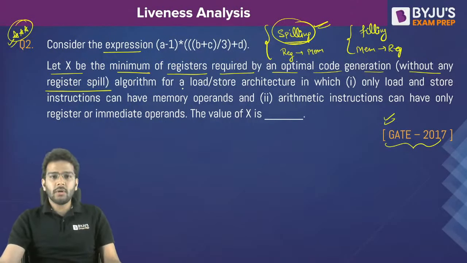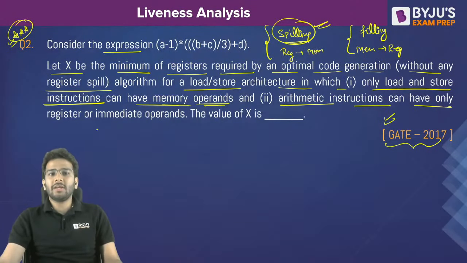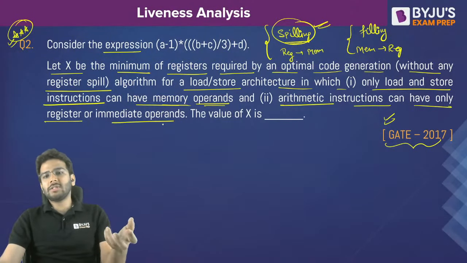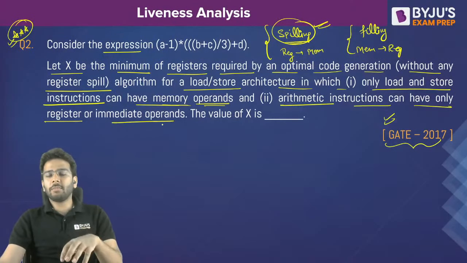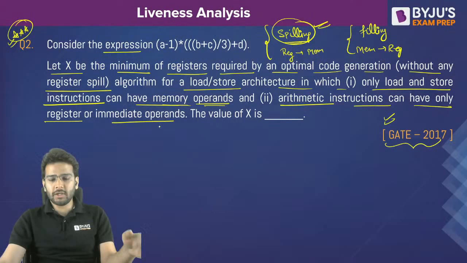That is not allowed. And for a load store architecture, only load and store instructions can have memory operands. That means if there is a load or store instruction, it can only have the memory operands. Other arithmetic instructions can have only register or immediate operands. Immediate operands mean directly the constant value. Register, you have to store the value and then perform the arithmetic operations like addition, division, subtraction, and multiplication. Is it clear?